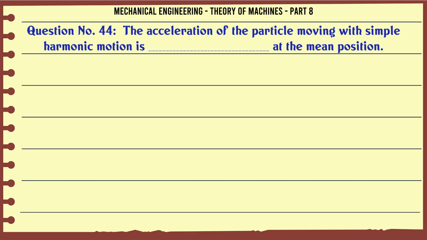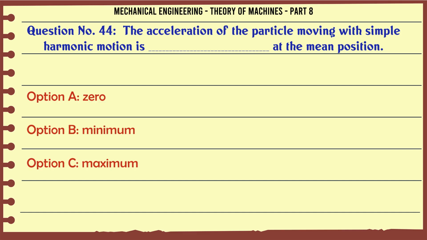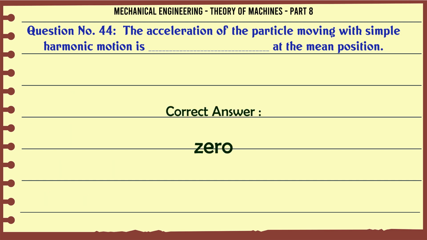The acceleration of the particle moving with simple harmonic motion at the mean position is A. 0, B. Minimum, C. Maximum. The correct answer is 0.